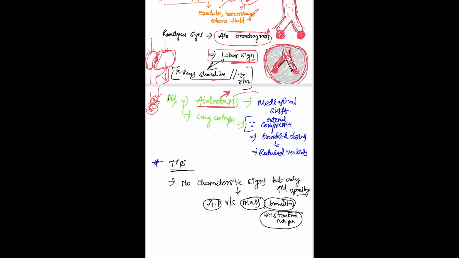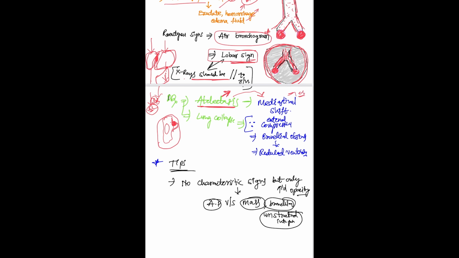Most of the time, atelectasis will show a mediastinal shift. Consider this as a ventrodorsal radiograph, this is the heart and this is the lung lobe, and this is the mediastinal space. If some lung lobe here is collapsed, then the space occupied by this lung lobe will be reduced, and subsequently the mediastinum will shift towards the affected lung lobe side. So the mediastinal shift will be towards the affected lung lobe.